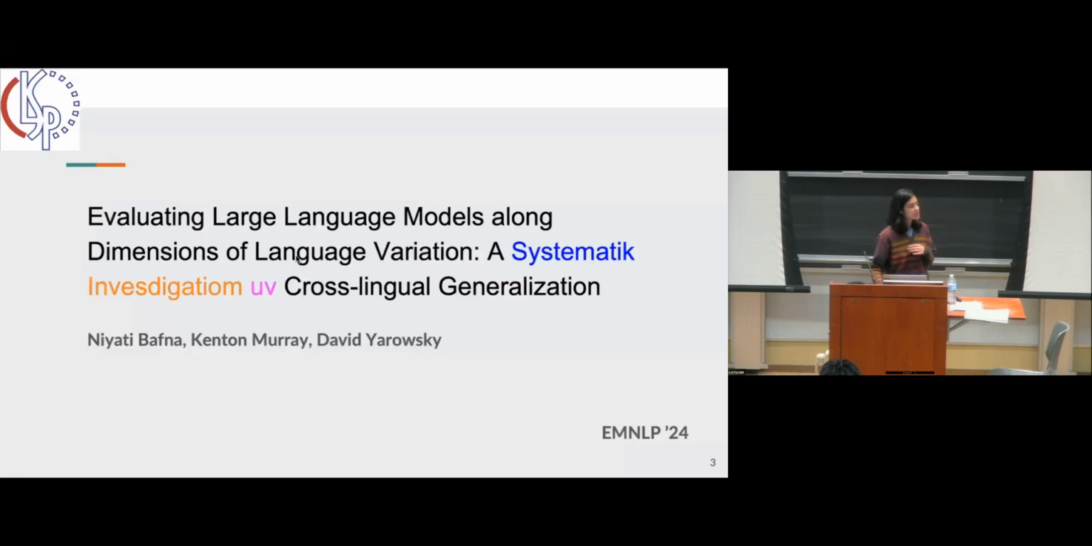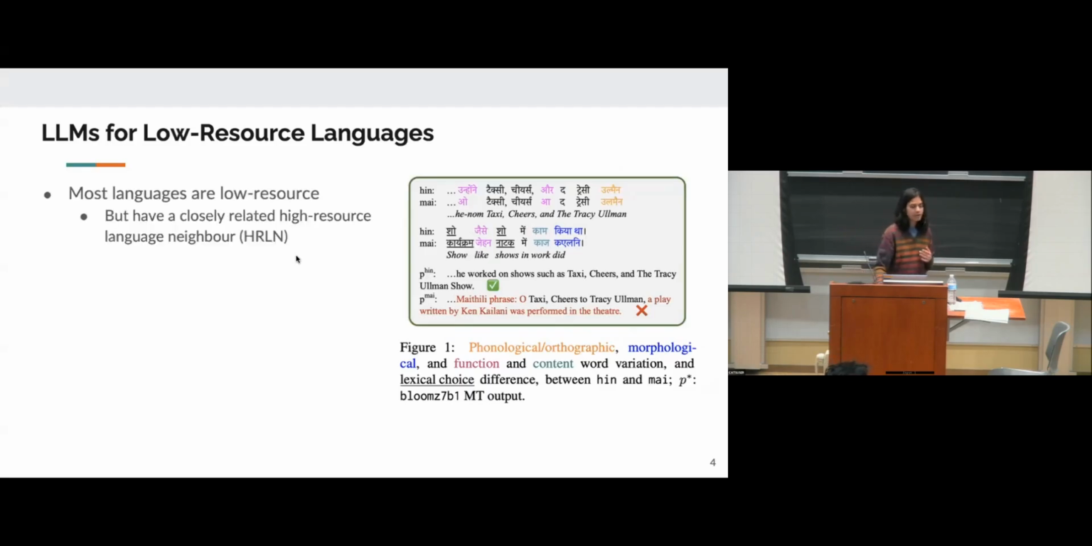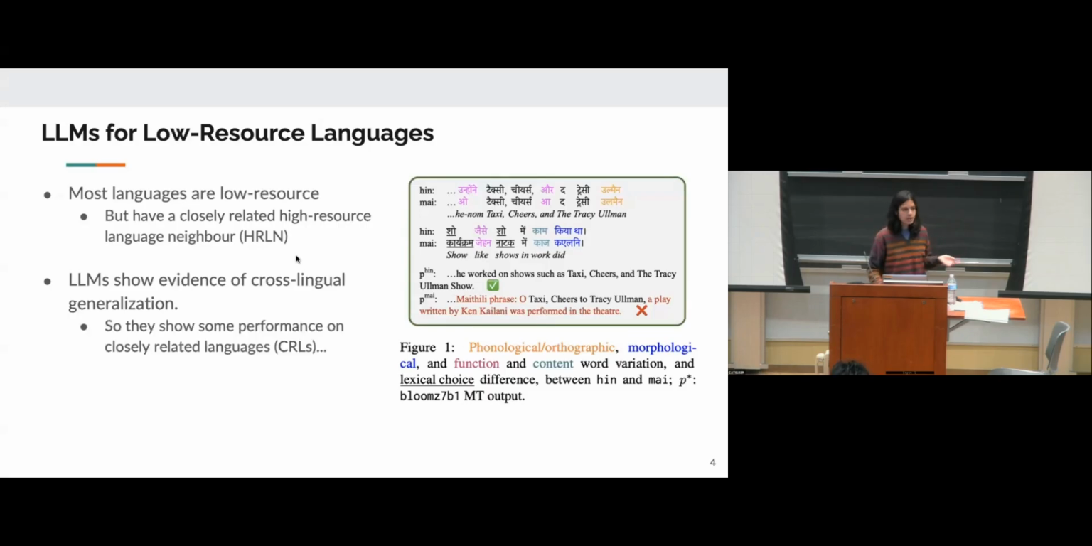So this is the first one. It's called evaluating large language models along language variation. We said already that most languages in the world are low resource, but have a closely related high resource language neighbor. And we have some evidence that LLMs show some extent of cross-generalization, right? So if they're trained on some high-resource language, they have some non-trivial performance on closely related low-resource languages, but this usually comes with significant performance degradation, and we want to do something about that.